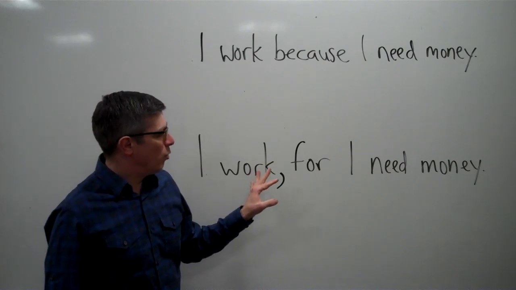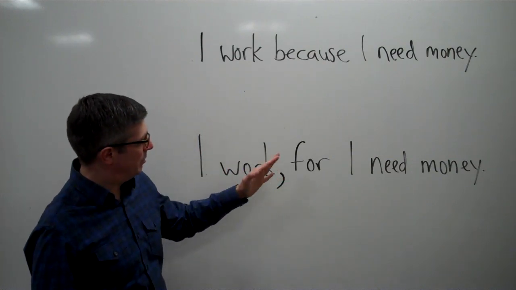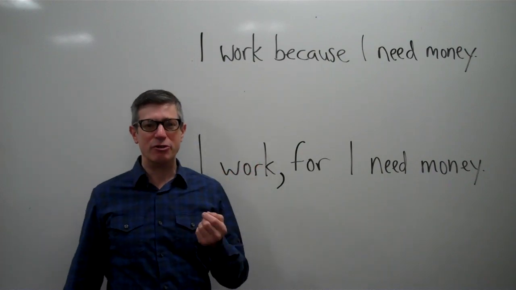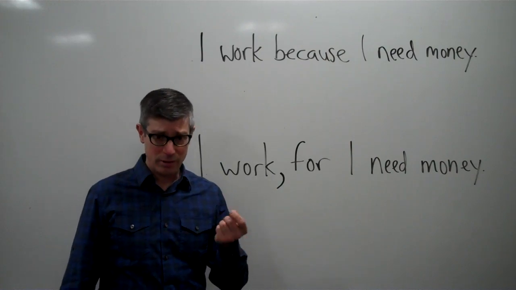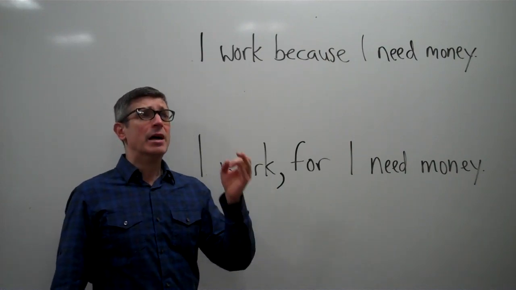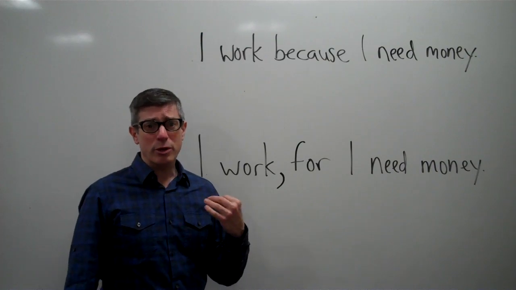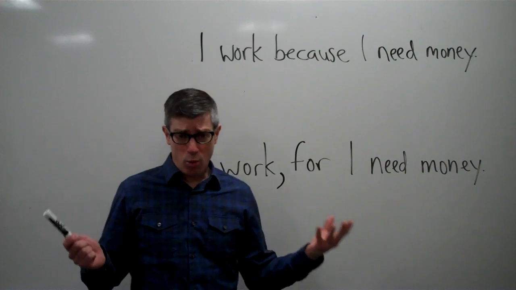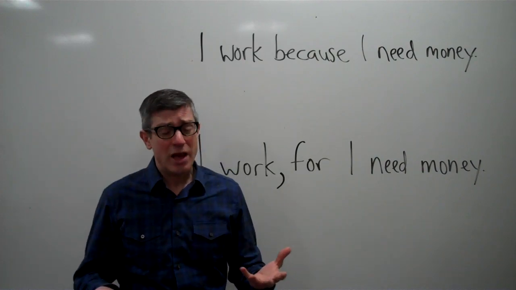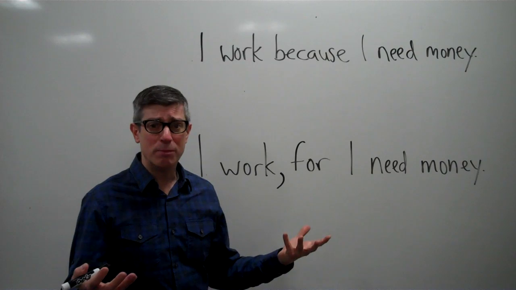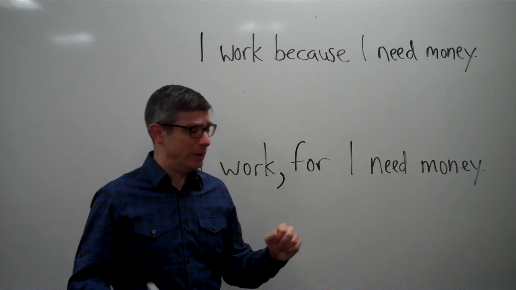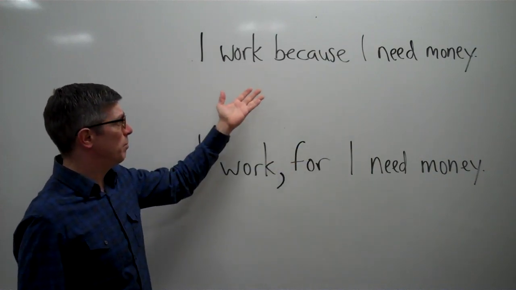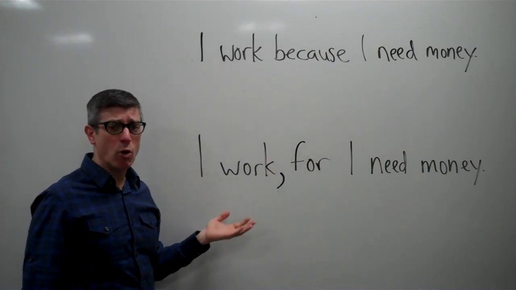Now, where students might get mixed up, or anybody might get mixed up, is thinking about this definition of a comma splice, this error that you want to avoid, namely the use of a comma between independent clauses not joined by a coordinating conjunction. Or another thing you want to avoid is the fused sentence. That is, when you have two independent clauses and nothing between them. Well, let's contrast this sentence to this sentence. I work because I need money, and I work, for I need money.